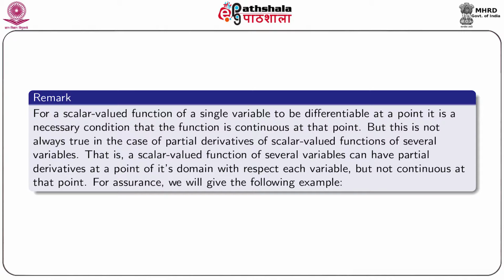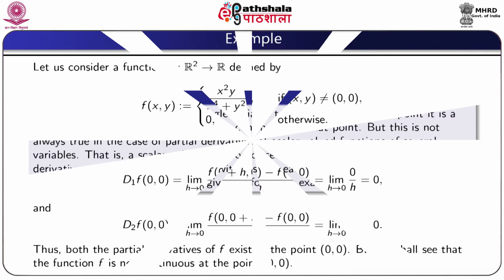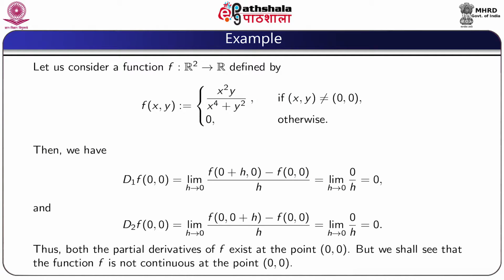For assurance, we give an example. Let us consider the following scalar field. f is a real valued function defined over R^2 as follows. f(x, y) is x squared y divided by x to the power 4 plus y squared if (x, y) is different from the origin, otherwise it is 0.